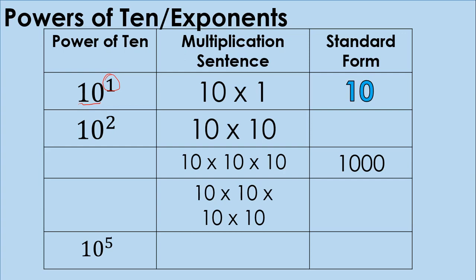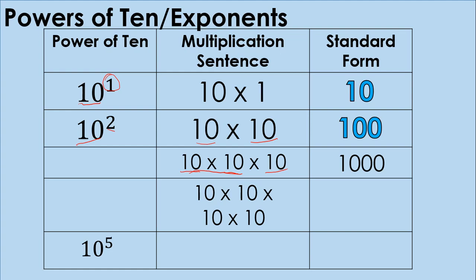And here we have 10 to the power of 2. So that means that we're multiplying 10 times 10. So we're multiplying 10 two times. 10 times 10 is 100. Here we're missing the power of 10, but we can see that we're multiplying 10 1, 2, 3 times. We already know that 10 times 10 is 100. So 100 times 10 is 1,000.